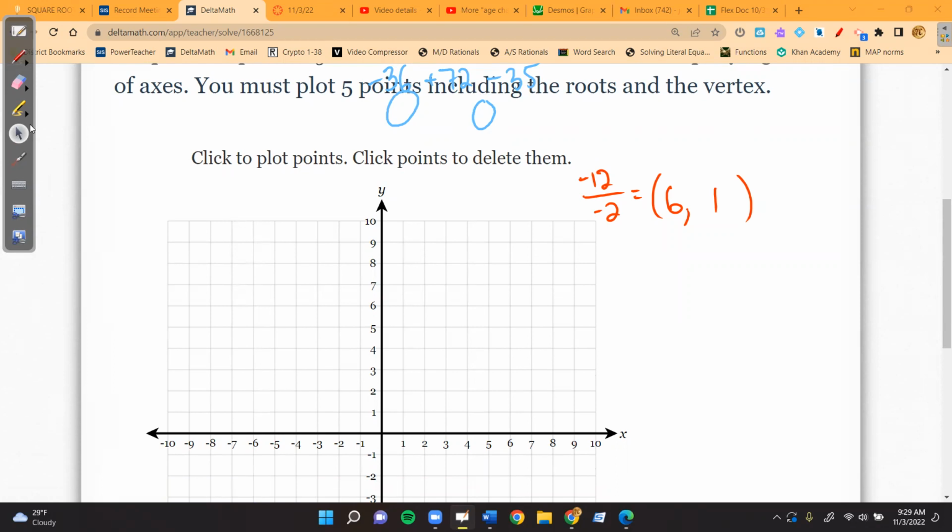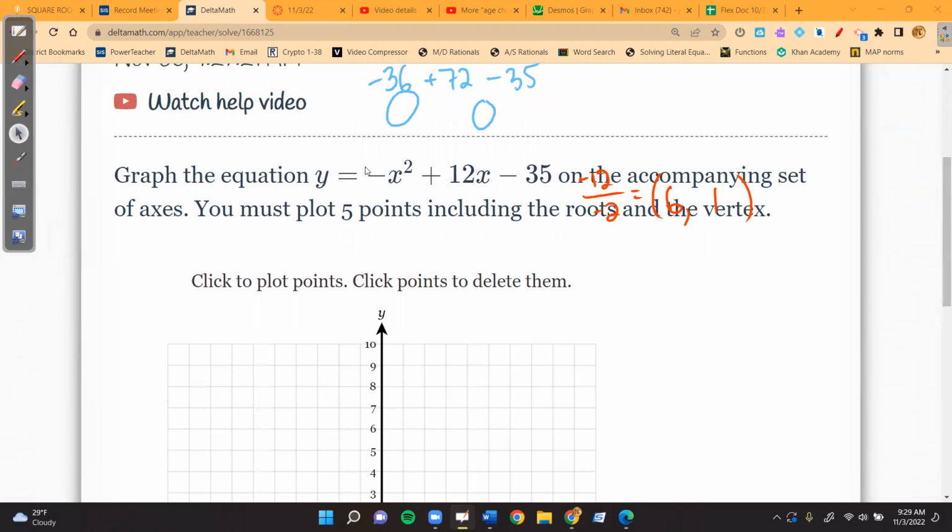Yeah, the name of the vertex has no bearing on its opening direction. The opening direction is completely determined by that minus sign right there. It doesn't care about the vertex. Good, good. Okay, so let's get to it. Let's go make a graph.